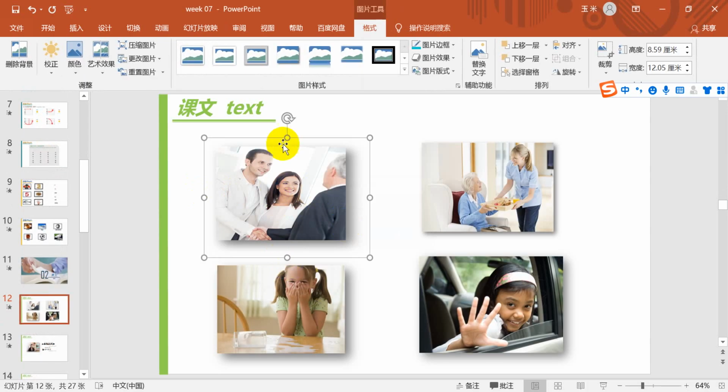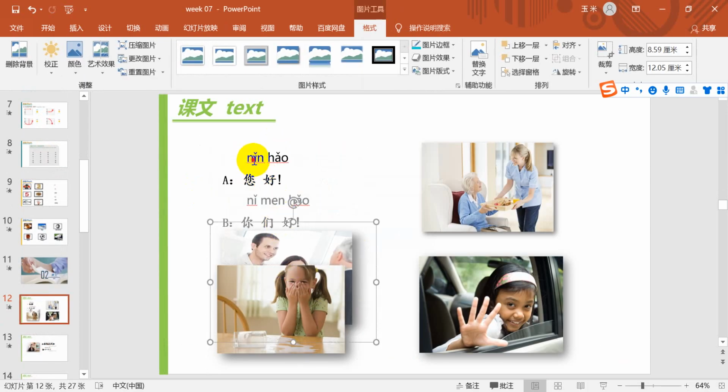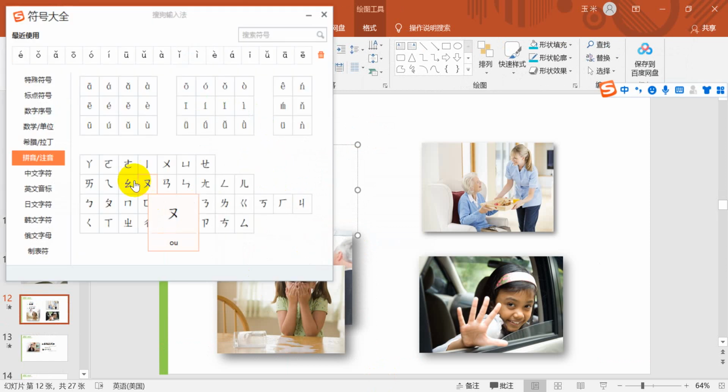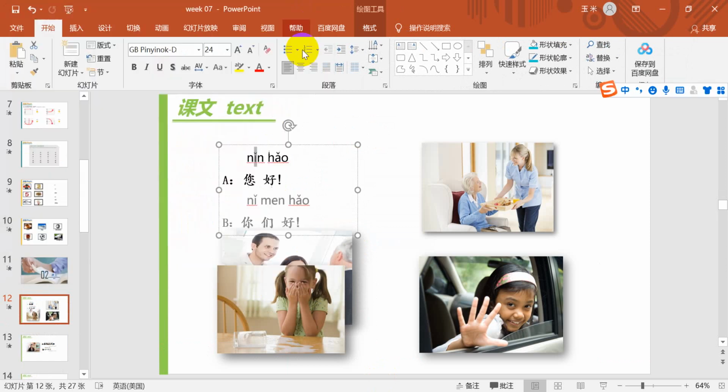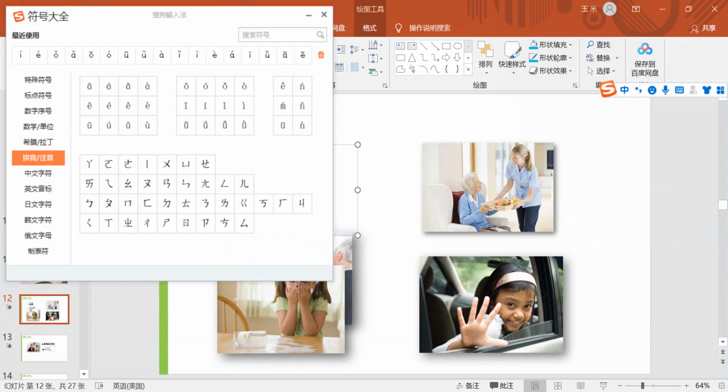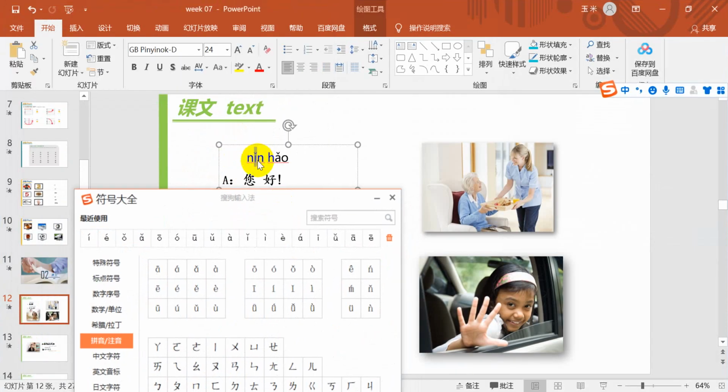Okay. Now this one. 您好. Hey, this tone is wrong. Sorry, this tone is wrong. It was the second tone. The second tone here. No, actually, it was the second tone. 您, 您. 您, yeah, okay.